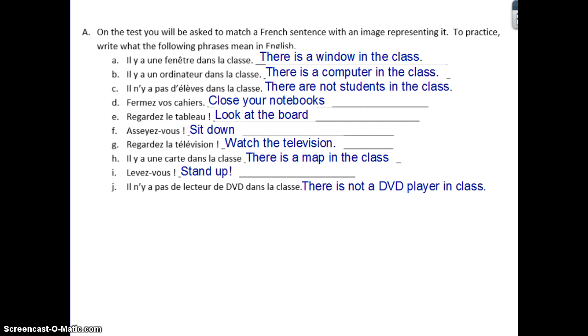with a picture that represents it. So you have to be able to read a French sentence and understand what it means. So here on your study guide, I have you writing down what these French sentences mean. So here we go. Il y a une fenêtre dans la classe means there is a window in the class. Il y a un ordinateur dans la classe means there is a computer in the class. Il n'y a pas d'élèves dans la classe means there are not students in the class.